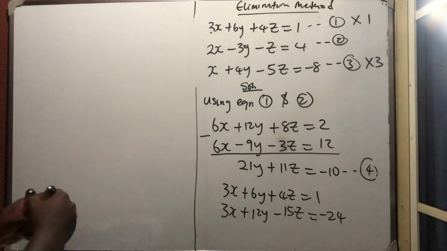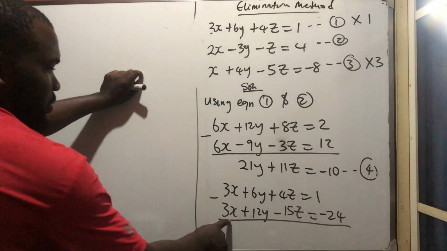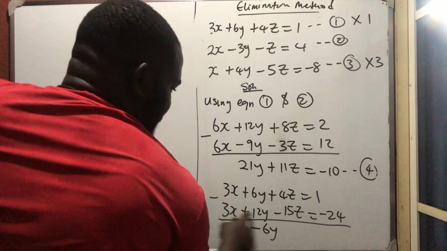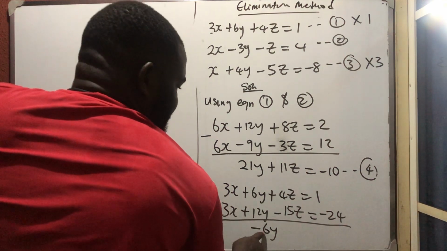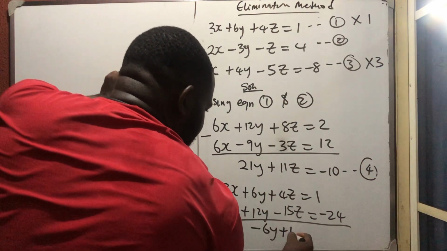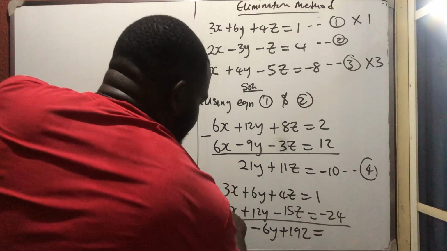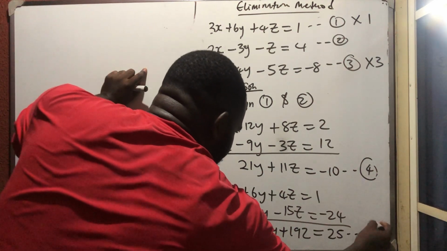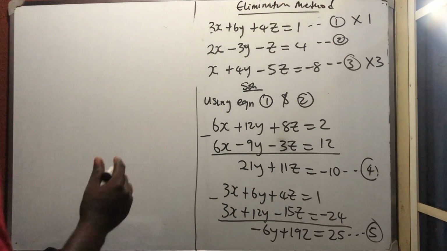Okay, now let us subtract. This minus this is gone, this minus this will give you minus 6y. Don't forget that the minus is affecting everybody down, so 6 minus 12 is minus 6. Minus minus is plus. 4 plus 15 will give you 19z. Then finally minus minus is plus. 1 plus 24 will give you 25. Equation 5. Then you have gotten 2 equations and 2 unknowns, the one we normally know.